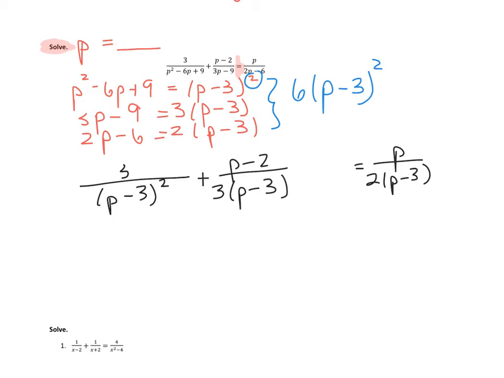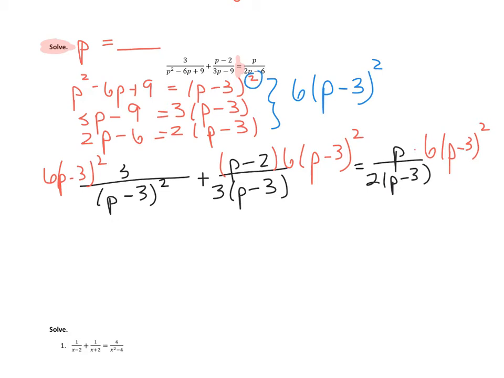Okay, so here we go. We'll multiply the first one by 6 times p minus 3 squared. Our second term, let's multiply it by 6 times p minus 3 squared. Remember, parentheses are important. And our third term, we'll multiply it by 6 times p minus 3 squared.